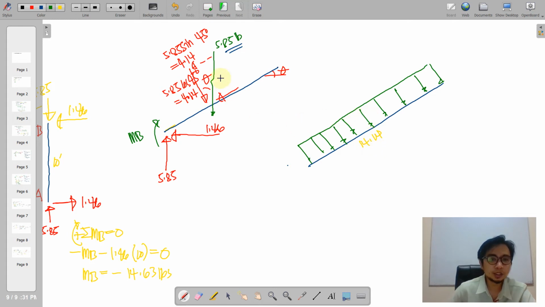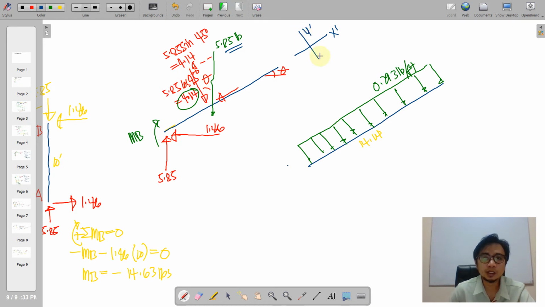Okay, so notice that from global y, it has become local y now because it is now perpendicular to the member. So what is the value of this? Of course, we will refer to this value. Okay, 4.14 divided by 14.14. We have 0.293 pounds per foot. Okay, so that's for the component of this rotated y-axis. So again, this is the rotated y-axis and that is the rotated x-axis.